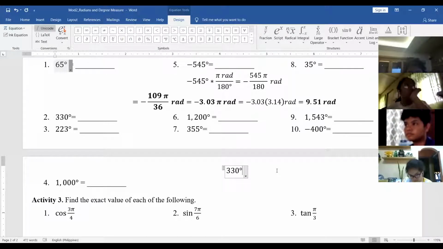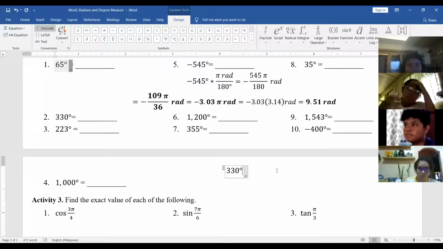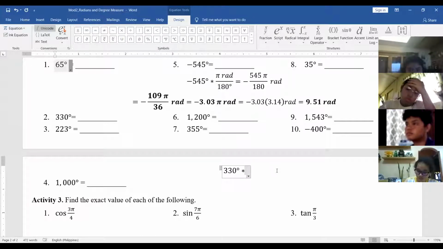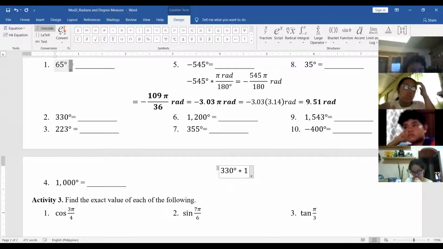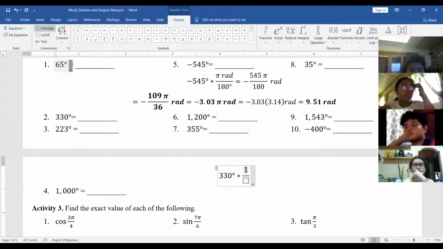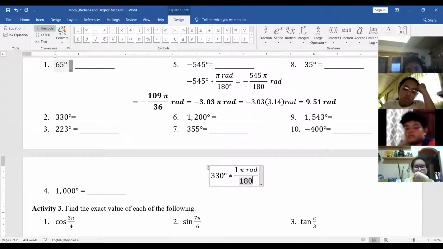330 degrees is the given. So in converting degrees to radian measure, we multiply the degrees by the conversion factor. And the conversion factor is 1 pi radian is equal to 180 degrees. Where did you get that conversion factor, sir?